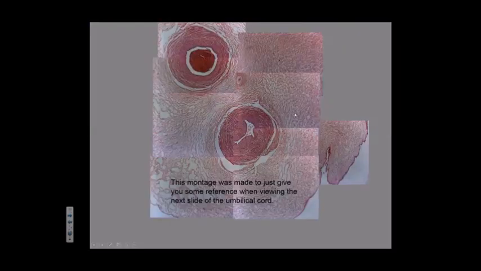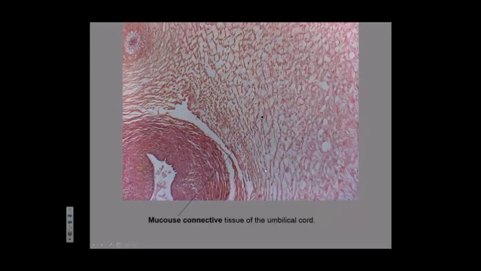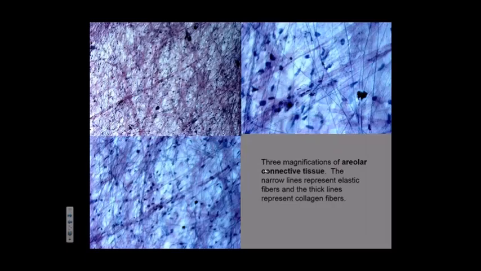Okay, here's the umbilical cord. And this is only two of the vessels in the umbilical cord. I think there's four. Two for mom and two for baby. Two arteries, two veins for each. And all this connective tissue out here is called mucous connective tissue. Okay, higher power, the same thing.